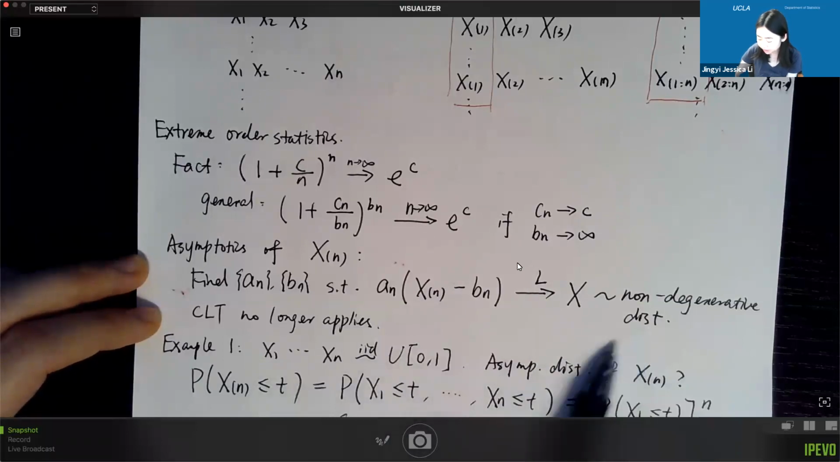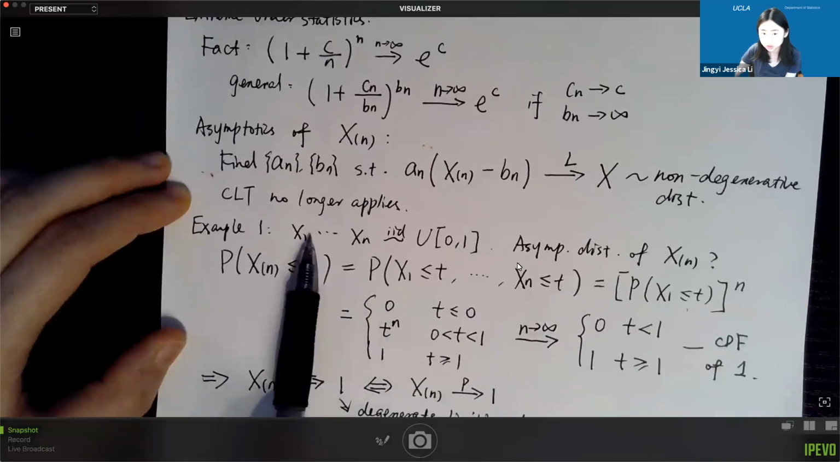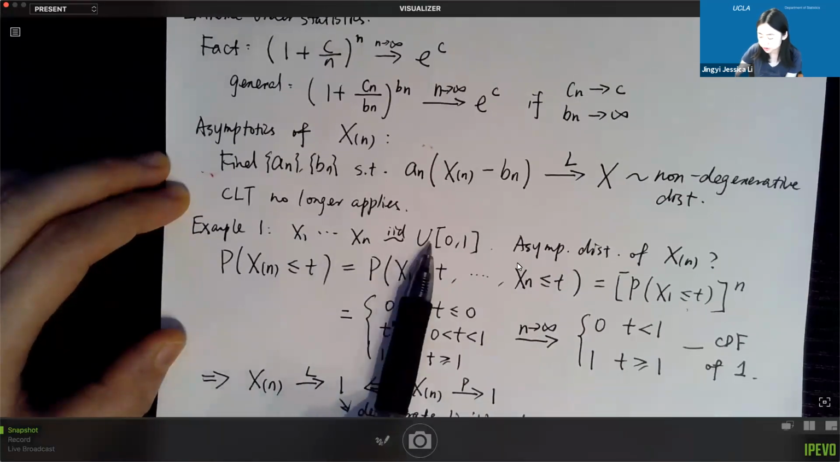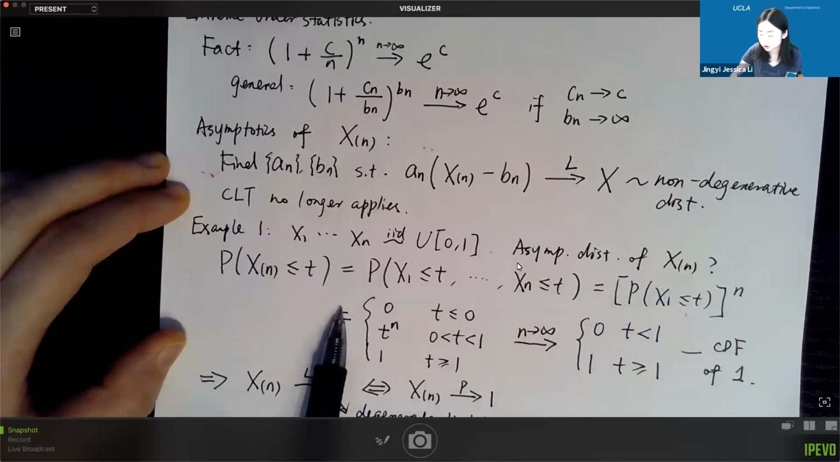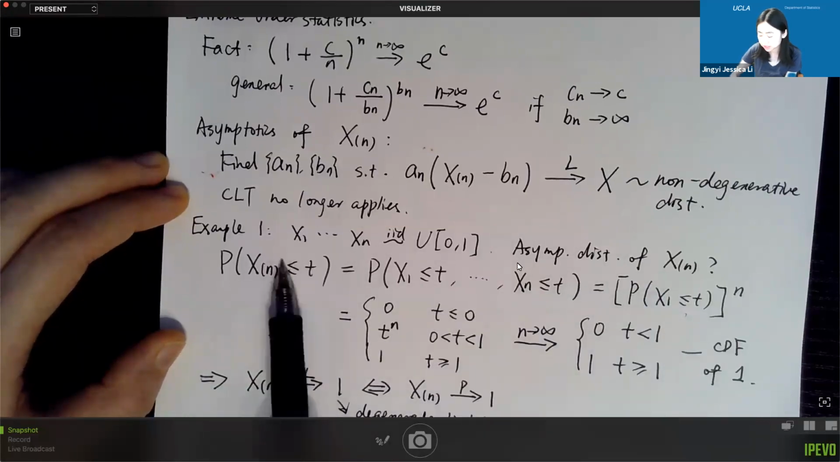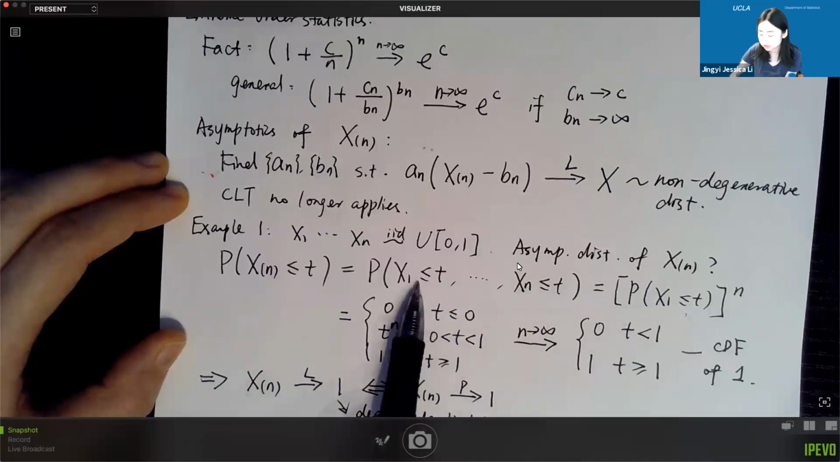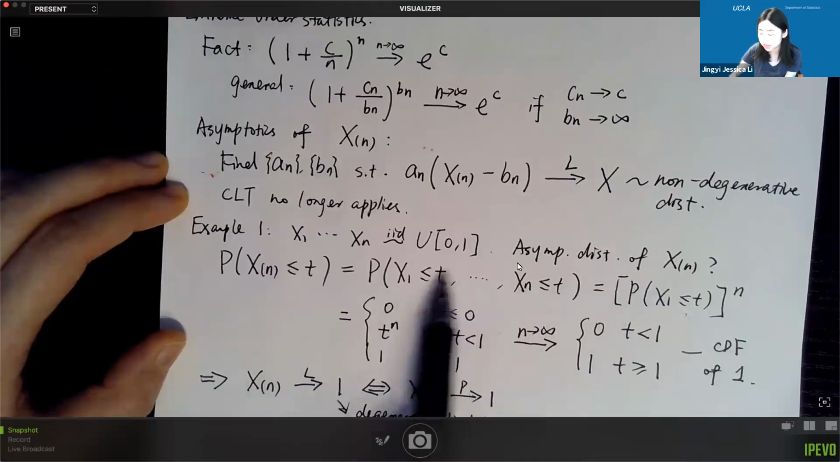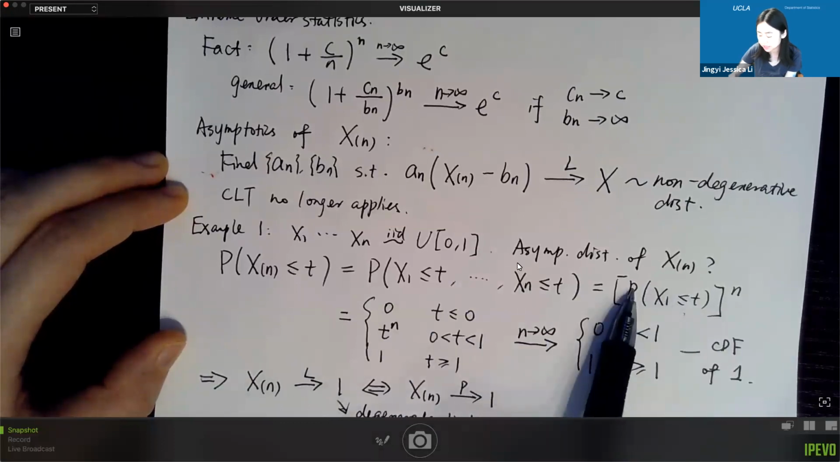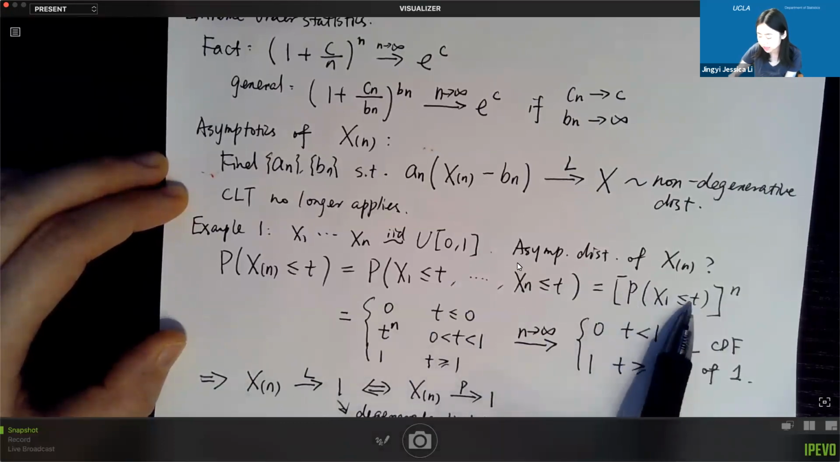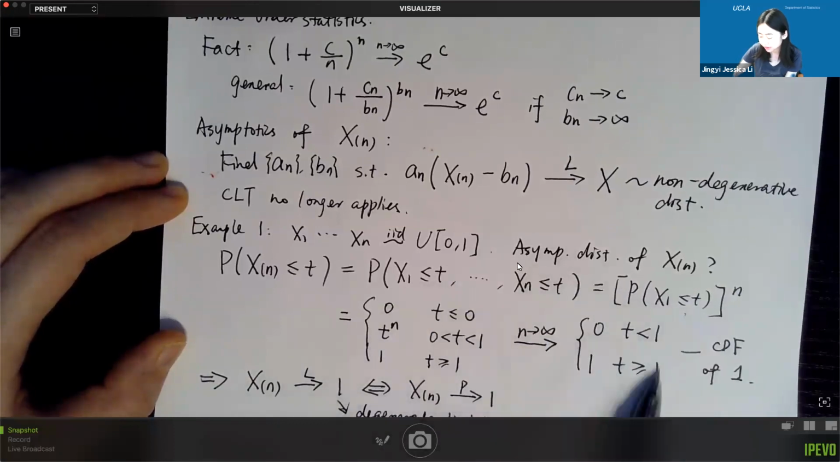So we give an example for this: x1 to xn i.i.d., uniform between 0 and 1, and we're interested in the maximum. Okay, and we did this derivation. We basically just follow the definition of CDF, right? If the maximum is less or equal than something, then each one in the sequence must be less or equal than the same t. And then by i.i.d., we can write it as the product, the probability that x1 is less or equal than t raised to the power n. And then we can get the limit.